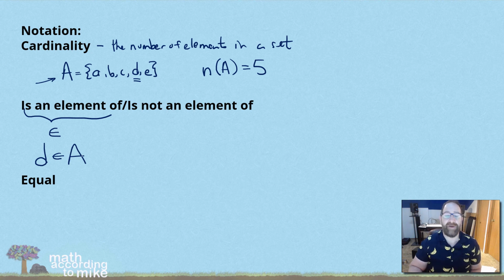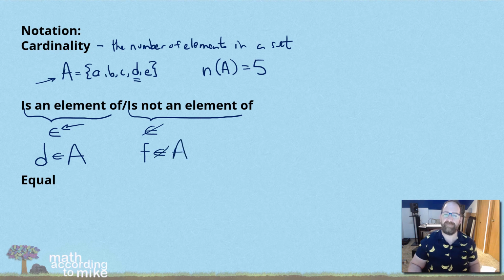Now what if I asked about the letter F? Is F in the set A? And you would say, no, it's not. Well, anytime in mathematics, usually, if you want to say something isn't something else, you just put a slash through it. So if this is an element of, then this is not an element of. So F is not an element of the set A. That's all that means. I promise.